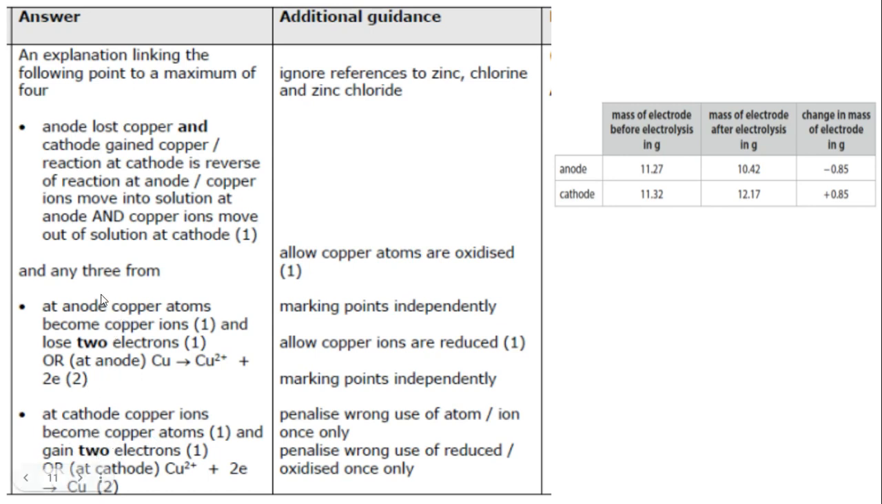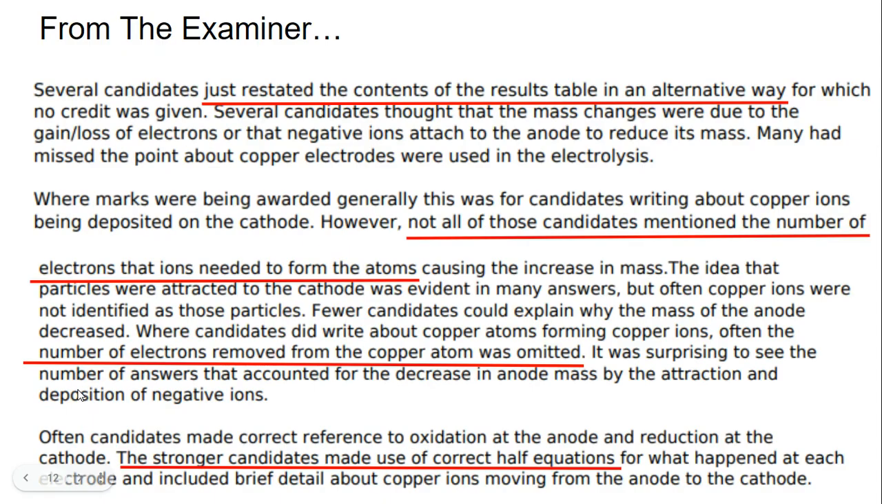You'll notice an alternative to that phrase, that sentence, is just to write a half equation. If you do the half equation, you get those last 2 points automatically. Now, the examiner said that some people just restated the contents of the results table in an alternative way.